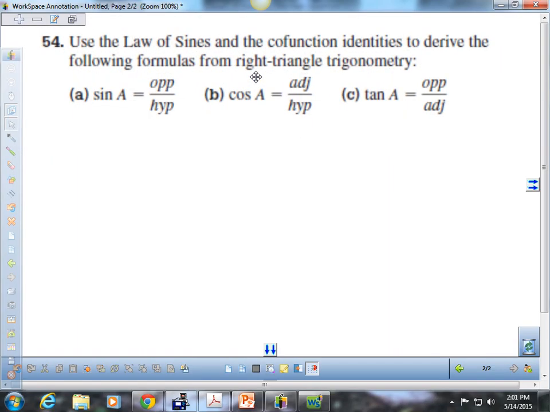We are going to use the law of sines and the cofunction identities to derive the following formulas from right triangle trig. Okay, so we're all comfortable with sine being O over H, cosine A over H, and tangent.